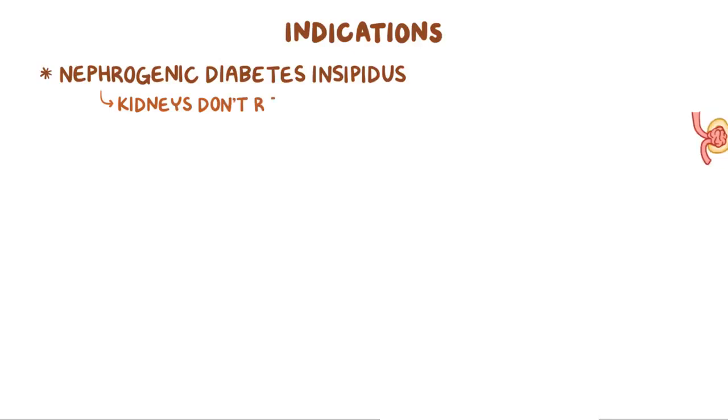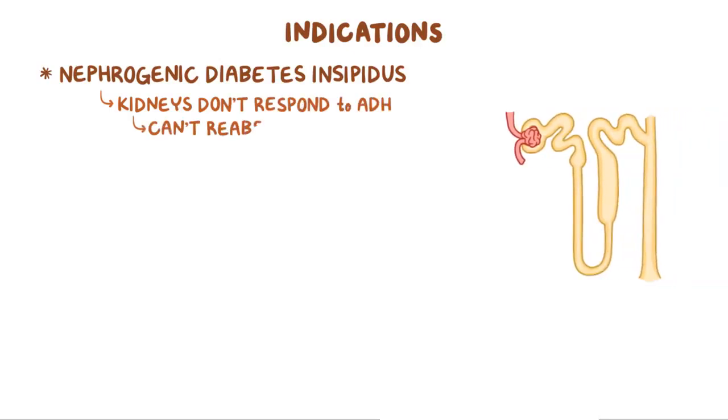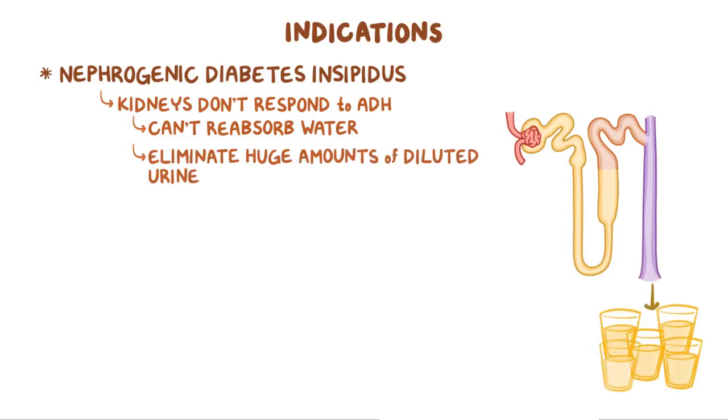Finally, an interesting indication is nephrogenic diabetes insipidus, which is where the kidneys don't respond to ADH, so they can't reabsorb water in the distal convoluted tubule and collecting duct, and thus eliminate huge amounts of dilute urine each day.